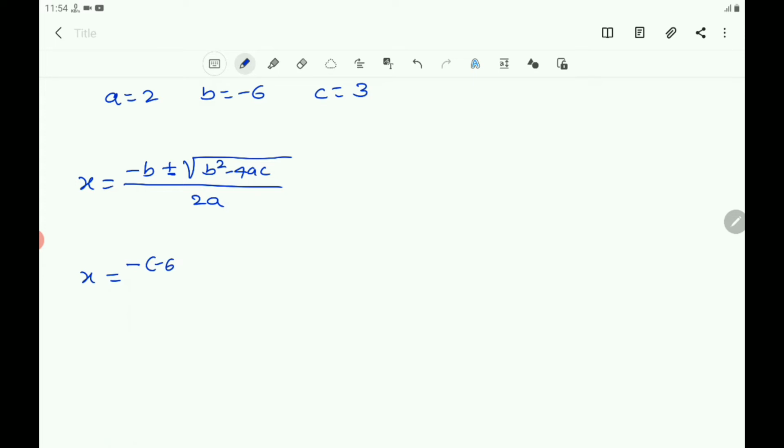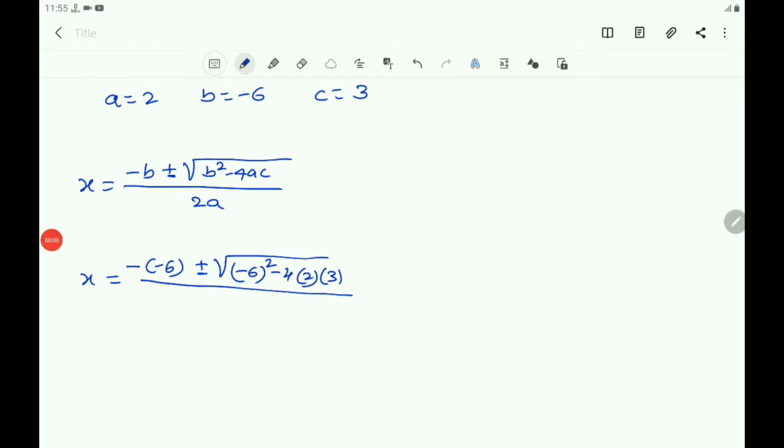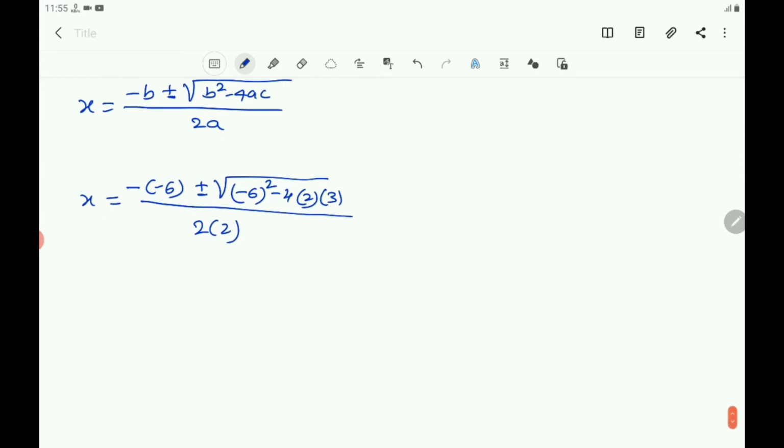minus of minus 6 plus or minus square root of b square, that is minus 6 whole square, minus 4 into a is 2 into 3, that divided by 2 into 2. Then x equals minus of minus 6 is 6 plus or minus 6 whole square is 36 minus 4 2s are 8, 8 3s are 24, by 4.